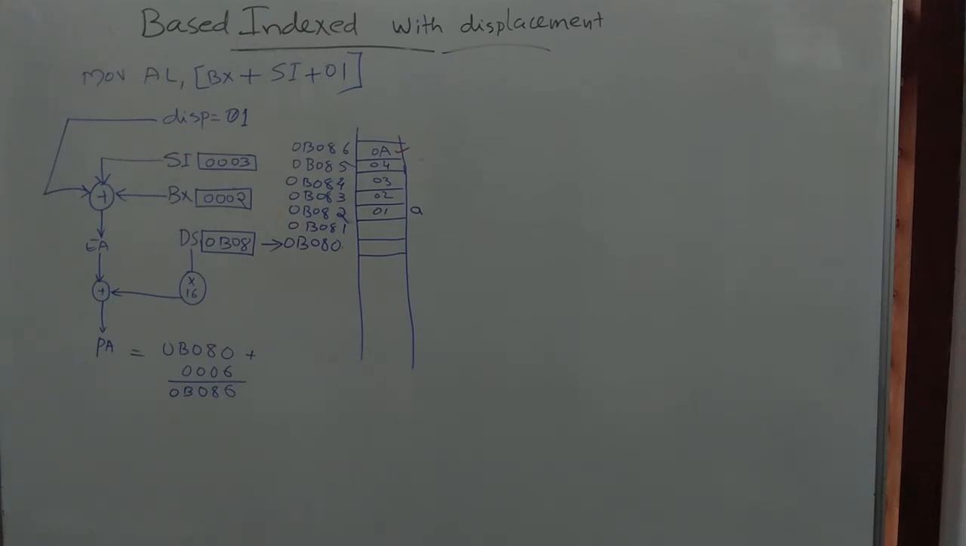Base indexed with displacement. MOV AL, [BX + SI + 01]. 01 is the 8-bit displacement. So the effective address is displacement plus the content of SI plus the content of BX, and the physical address is the effective address plus DS register content into 16. Here it accesses 0B086, that is 08, this location.